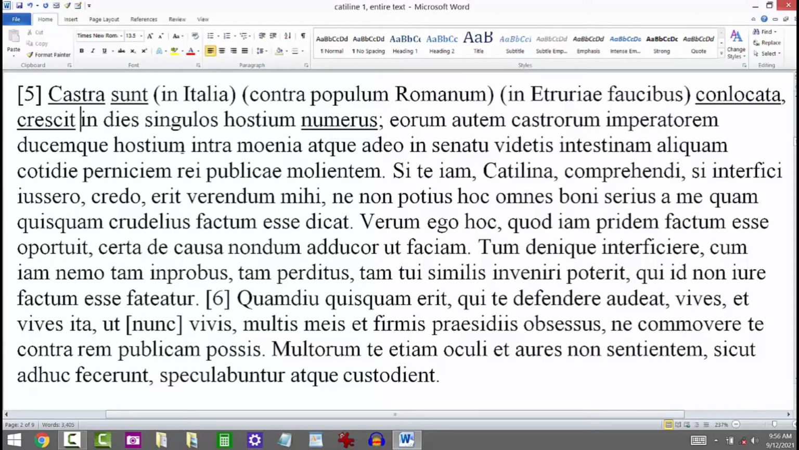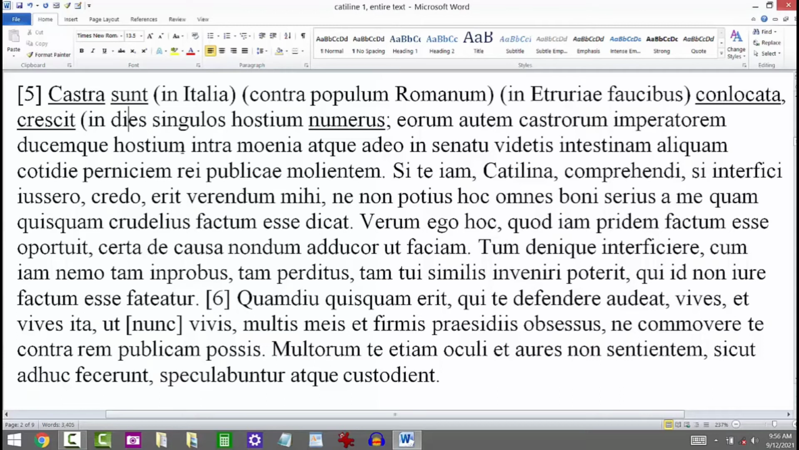In dies singulos. Now, this is idiomatic. Literally means into separate days, right? But in this context, it means day by day. Okay. Numerus hostium. Might as well put that in the nominative too, as a genitive that qualifies numerus. That would be a partitive genitive. Number of the enemy, of all of the enemy in the world. It is just this number of them. Okay.